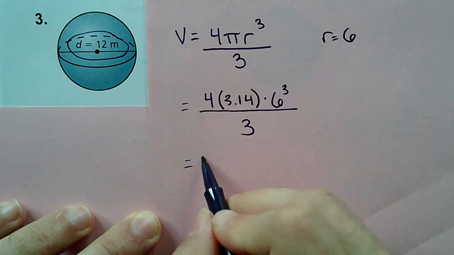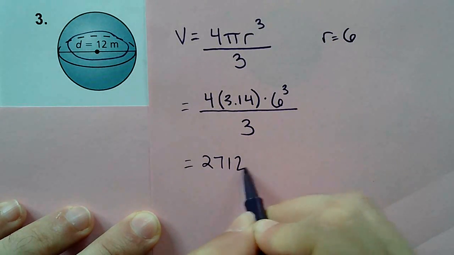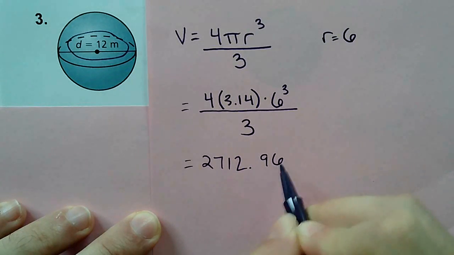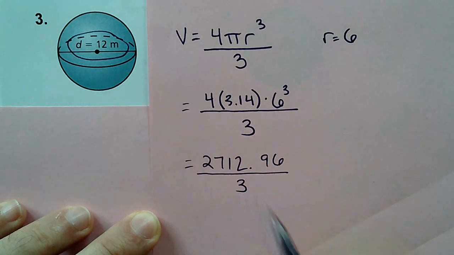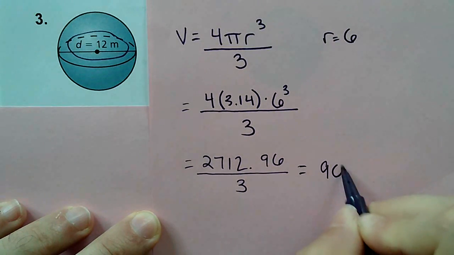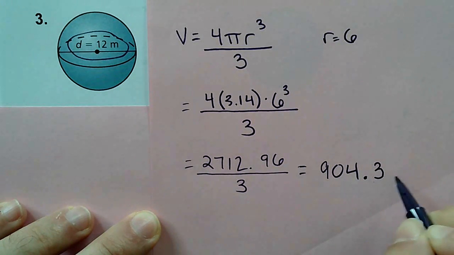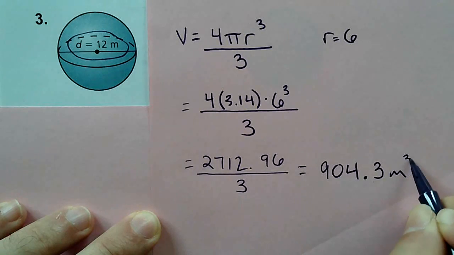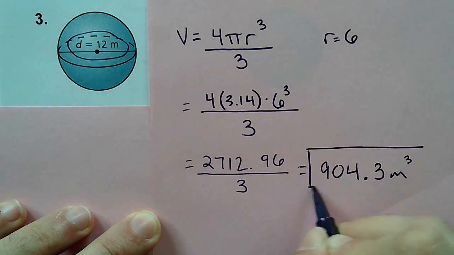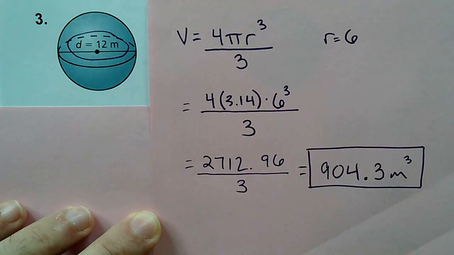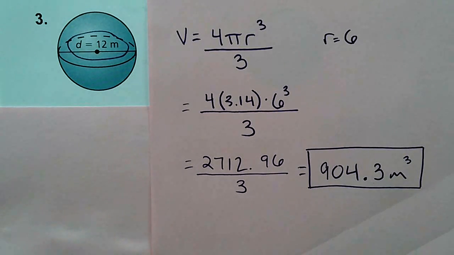2,712.96. Divide that by 3, and we get a result of 904.32, if I round to the nearest tenth, 904.3 meters cubed. And that is how we would find the volume of a sphere given the diameter. And this wraps up finding volume of spheres. So we have a new formula, just need to be careful with the radius or the diameter.